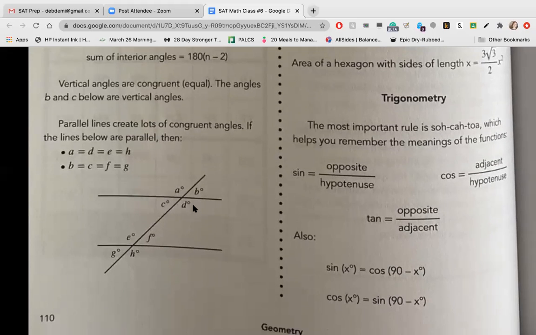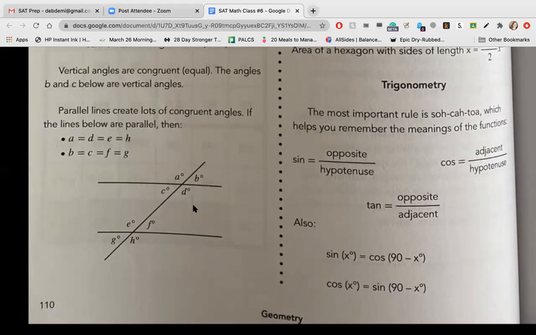Now, I do see these ones, vertical angles. If you had a decent geometry course, this should be really easy geometry. It's not super hard geometry, but they make it tricky. Vertical angles are congruent or equal. So angles B and C below are vertical angles, and vertical angles are always going to be congruent. And then we know that A and D are vertical angles and they're congruent.